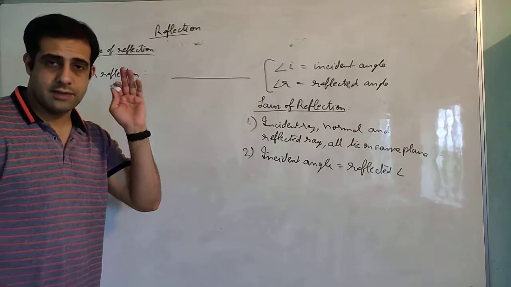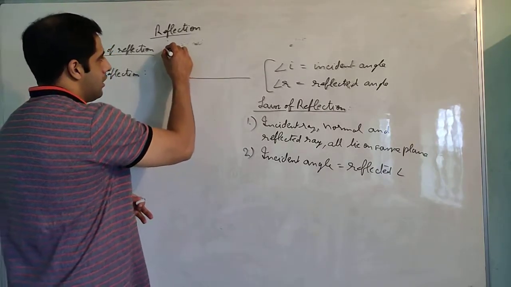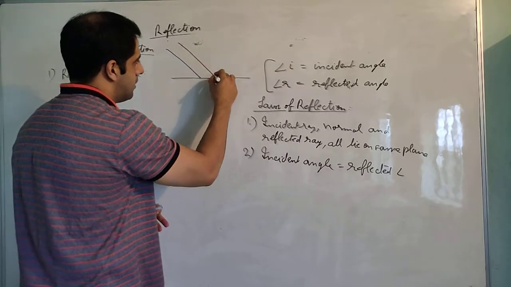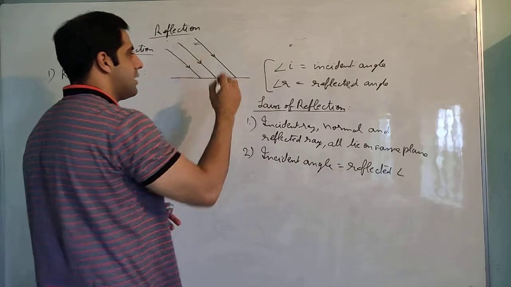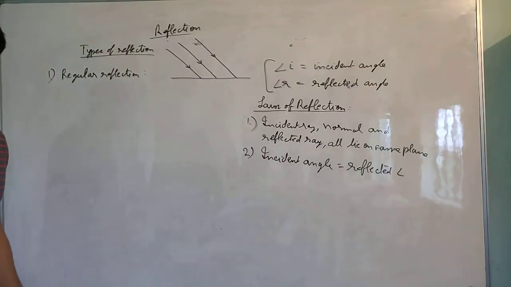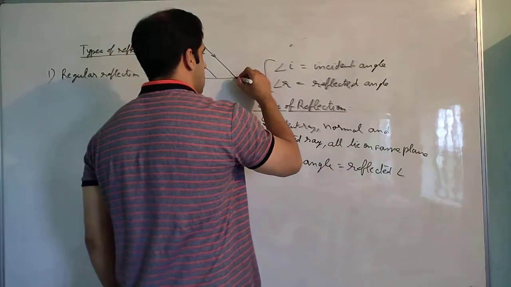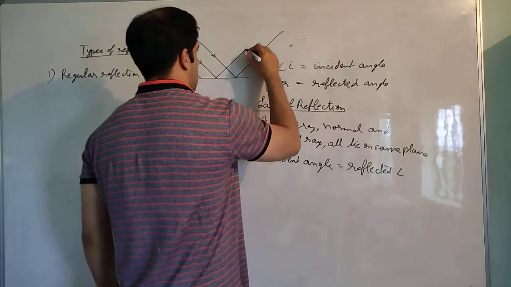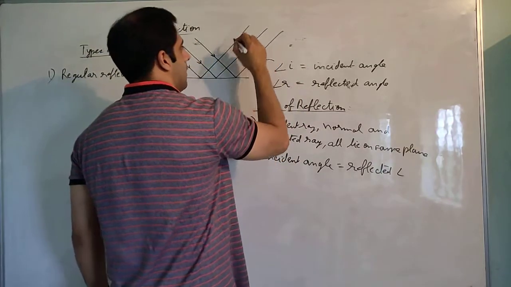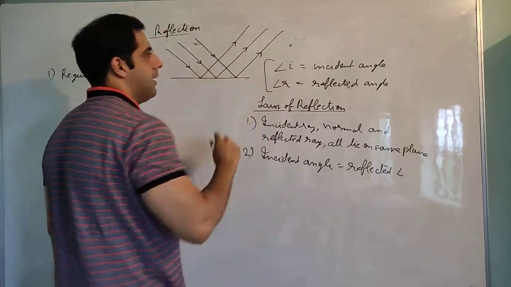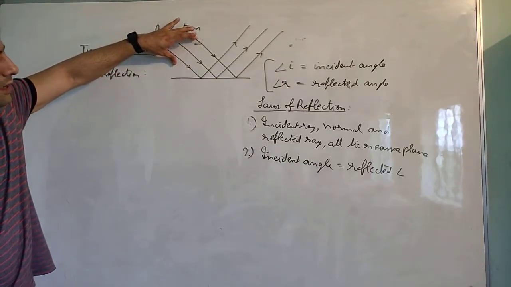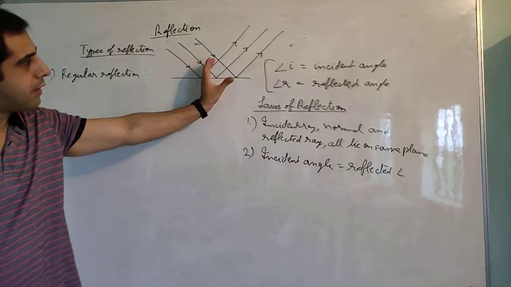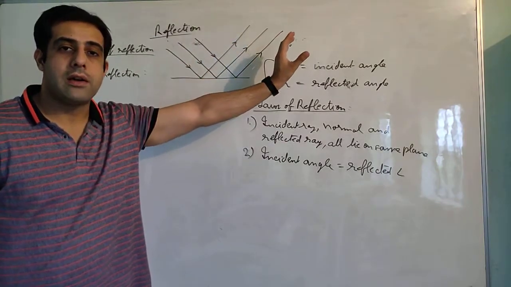a mirror. A mirror is a very smooth plane. So all the lights, suppose we have three incident rays falling on this surface like this, all of them will be reflected like this. And as you can see, if the incident rays are parallel to each other, then the reflected rays are also parallel to each other.